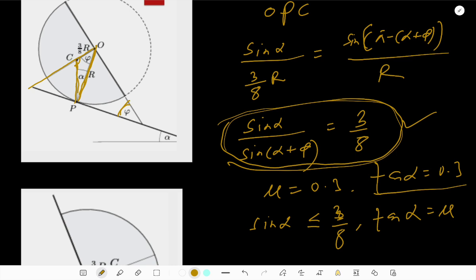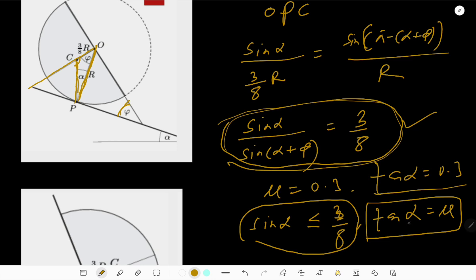That means what I'm trying to say, if sine alpha is greater than 3 by 8, then for the corresponding value of mu that can be found from this value, the hemisphere can only overturn, it cannot slip. This is my take in this problem while solving this. If you understand this, it is better. Otherwise, you need to think and rethink. Ultimately, you will get the result.